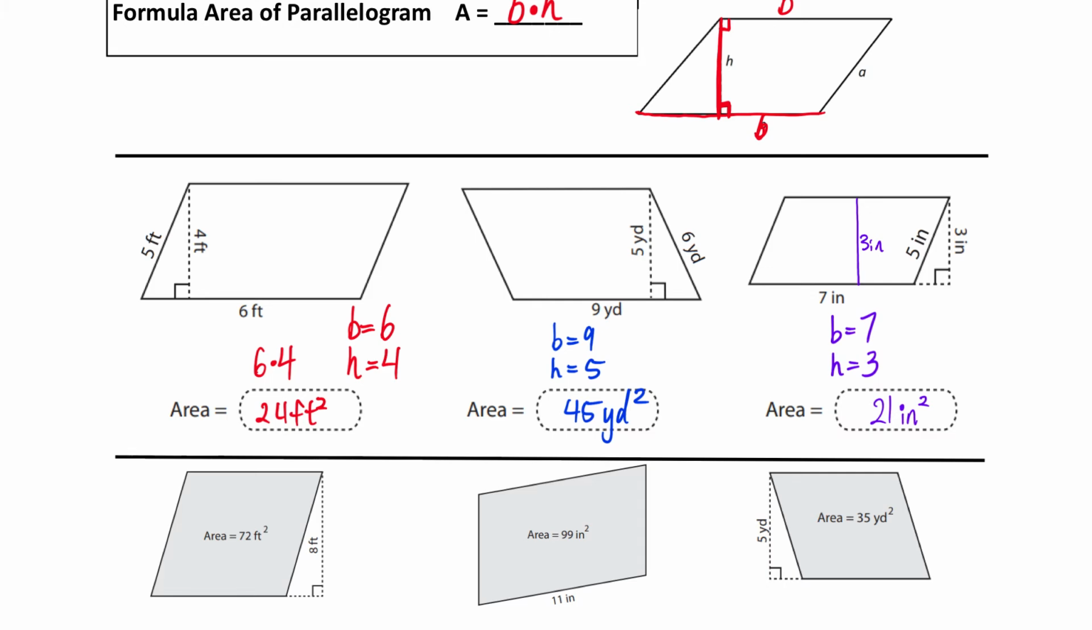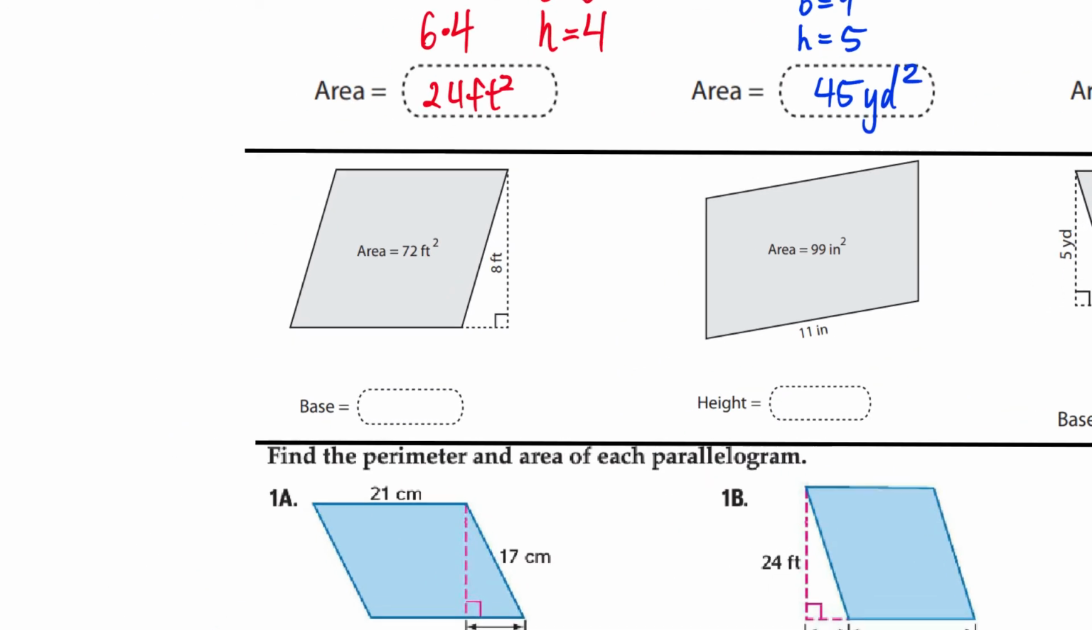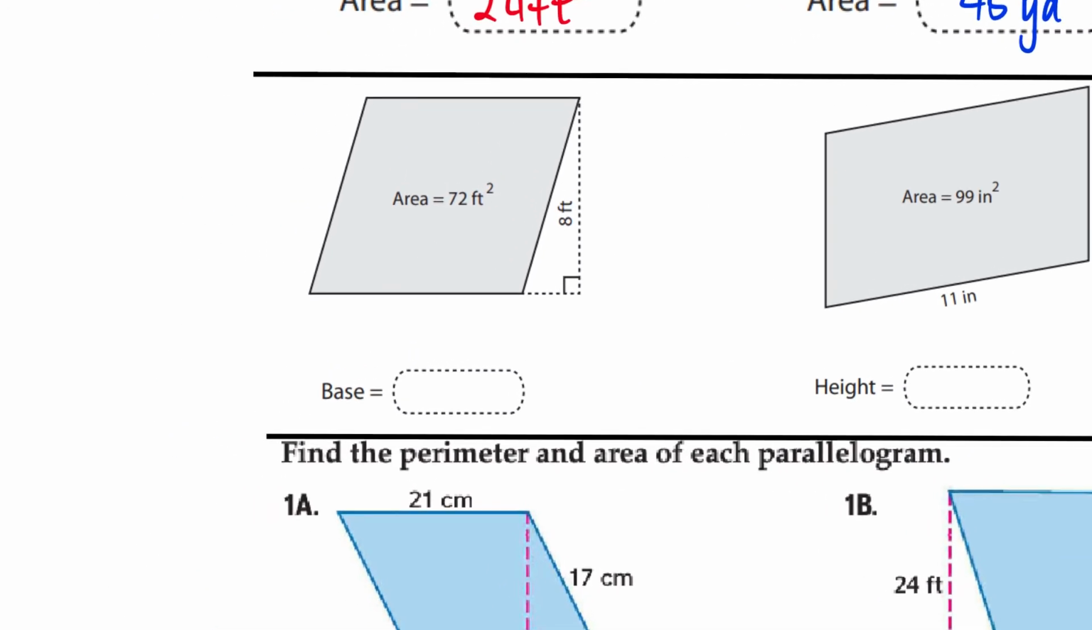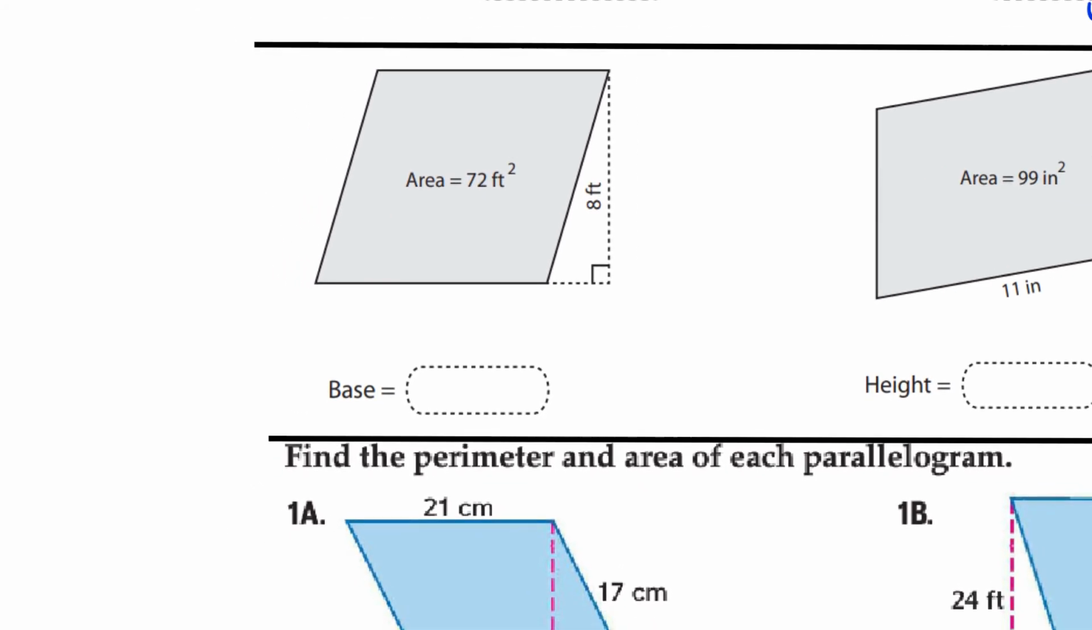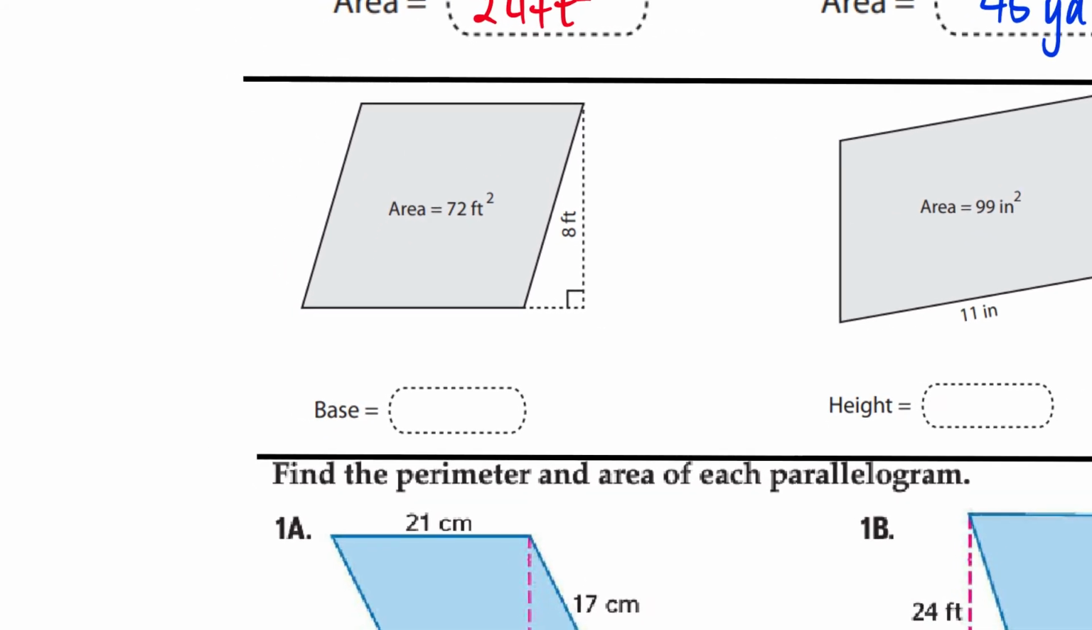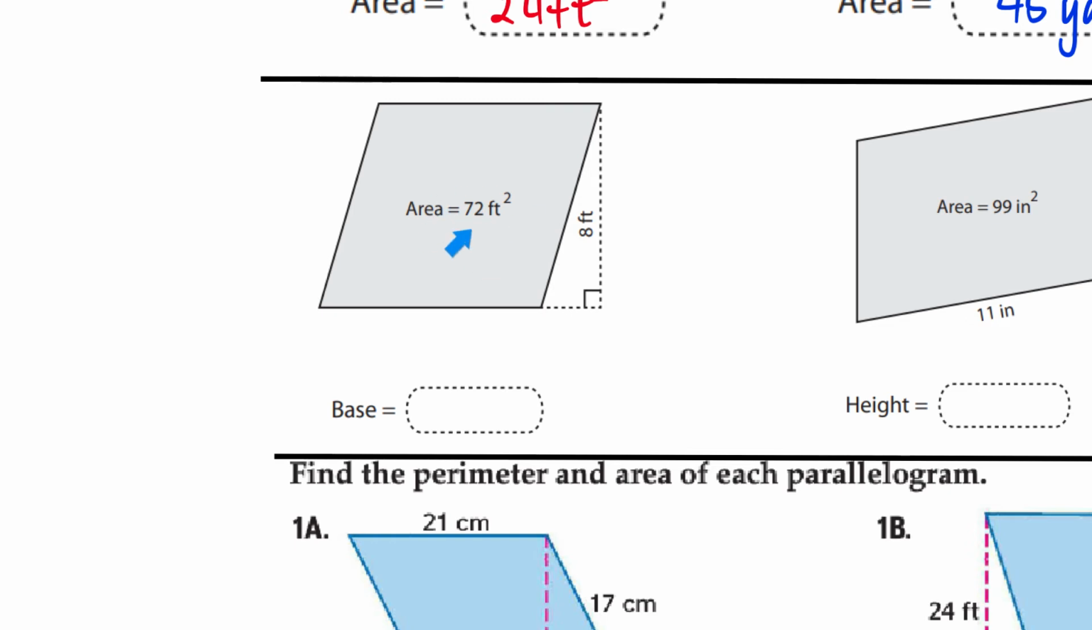Okay, so now let's flip back over and let's look at this next group right here. I know that the area of this parallelogram is 72 square feet. And I know that the height is 8. What I'm looking for is the base.